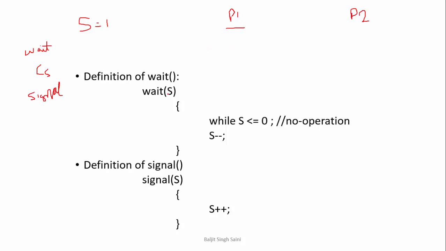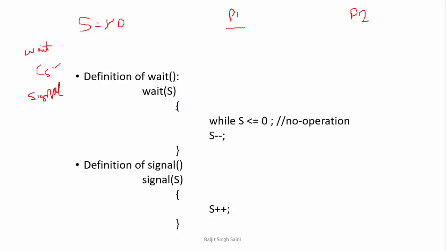So what is the value of s? It is 1, right? Now P1 checks while s is less than equal to 0. So is s less than equal to 0? No. This means it will come out of the while loop and decrement the value of s. So now P1 will make the value of s to 0. Both the lines are able to execute. The function is complete. P1 will come out of the wait and will enter into the critical section.